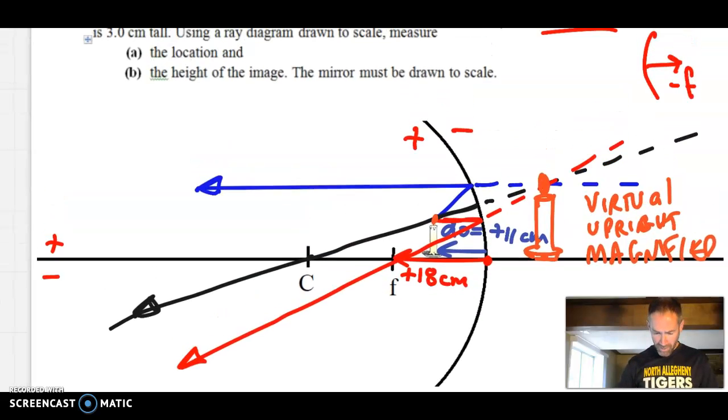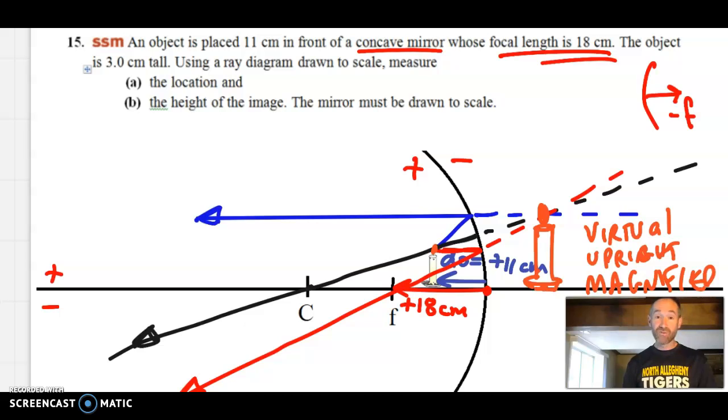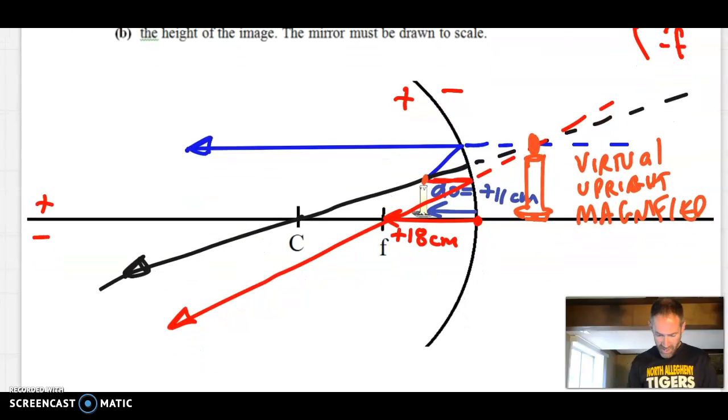Now, this problem wanted us to measure very, very carefully the location and height of the image. Okay, so if my purple one is 11 centimeters and my red one is 18, then the answer is, how long is this DI? I'm not sure. It looks like it might be a little bit more than the 11. I'm going to guess it's approximately 12 centimeters. Hey, notice something. It's behind the mirror. And so when we finally get around to doing the calculation on that, that'll be on the mirror equation video. You're going to see that that comes out negative.